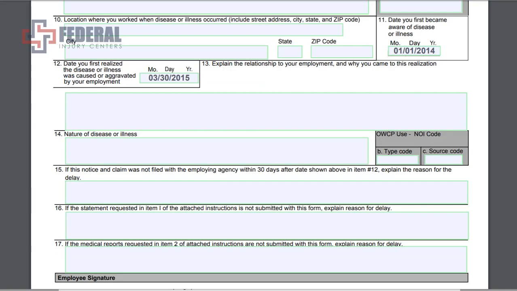Now that we've squared away the dates, we can move on to box 13. Explain the relationship to your employment and why you came to this realization. As you can see here, there's not a lot of space to write. They're not looking for a novel. They're looking for a brief explanation as to how you came to the realization that, as we're using in this example, your carpal tunnel was caused by work. So here's an example of something that you could write in that spot.